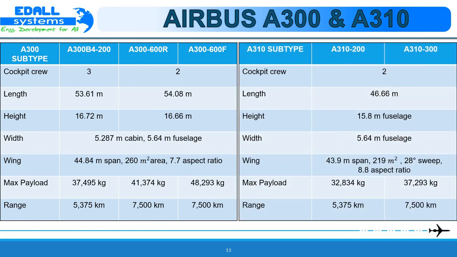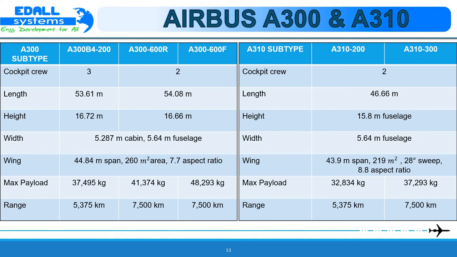The next one is the A310 subtypes. A310-200 possessed a higher maximum takeoff weight and center section fuel, being able to carry 32,834 kg load for 5,375 kilometers.